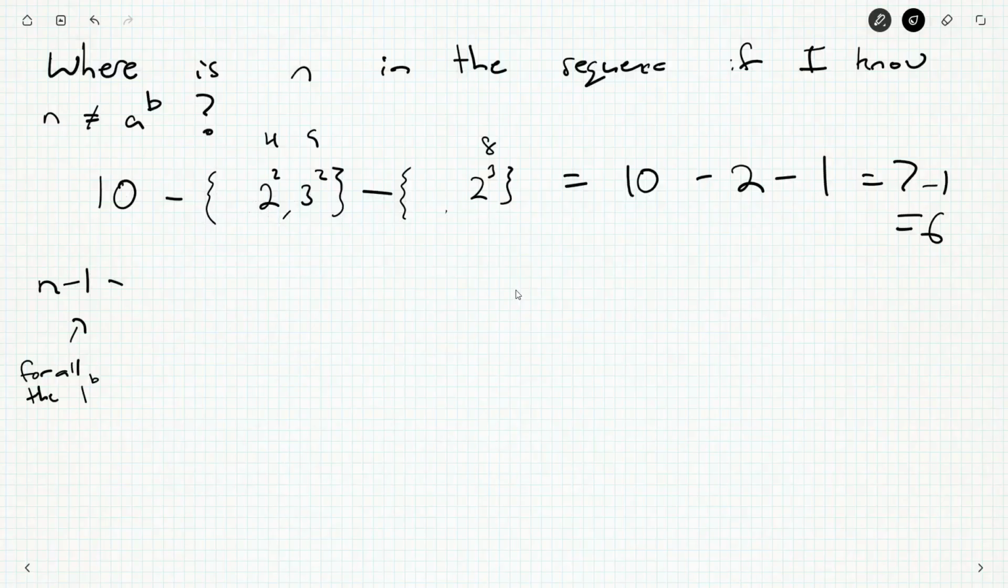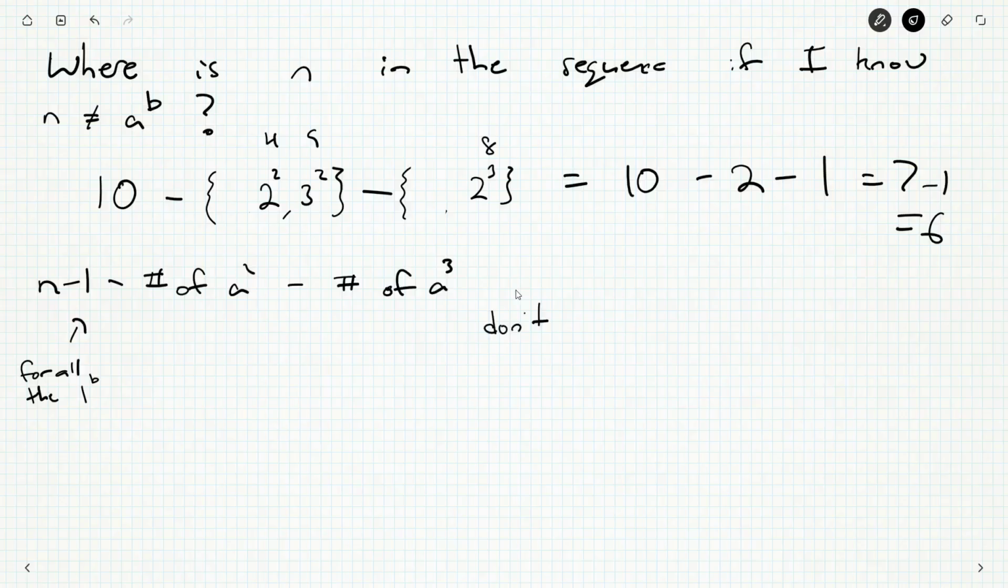Then we need to subtract off the number of a squareds. Subtract off the number of a cubes. Now when I subtract off my fourth powers, or if I were to subtract off my fourth powers, they've already been counted by the squares. So I don't need fourth powers.